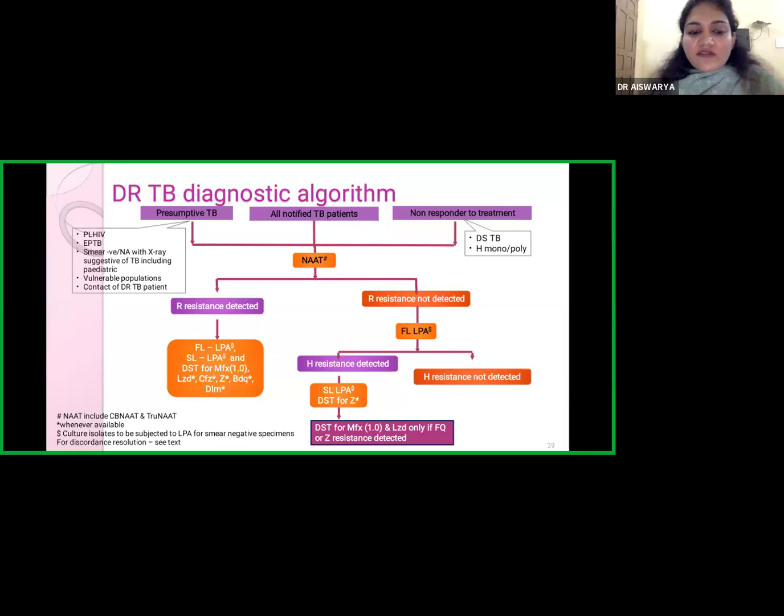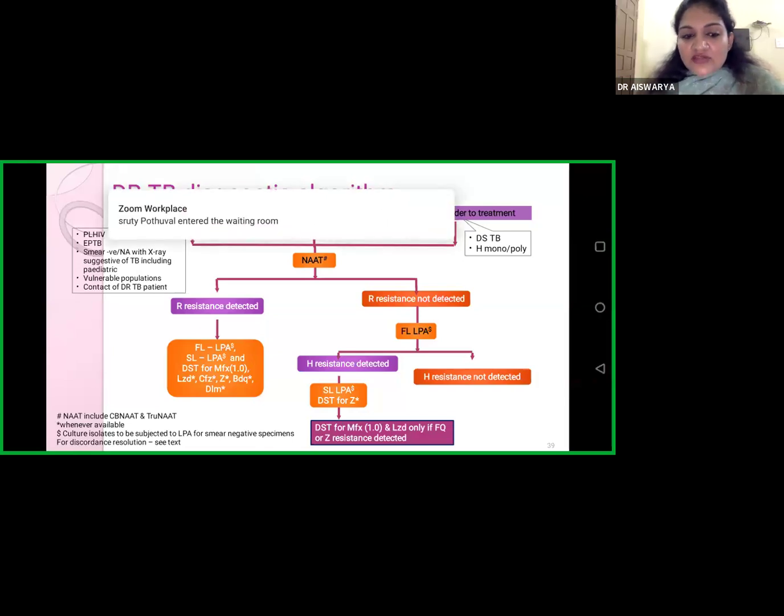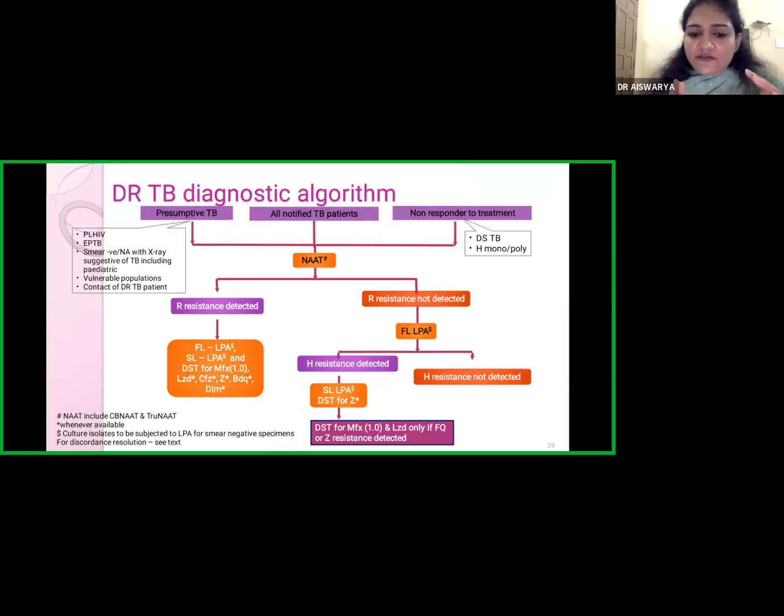If in CBNAAT, rifampicin resistance is detected, we need to additionally do first line probe assay and second line probe assay to rule out resistance to the other drugs. If rifampicin resistance is not detected, then also we need to go with a first line LPA. This is to detect H resistance. There is one entity I have mentioned, H mono drug resistant TB. So for detecting that, we need to go with a first line LPA. If H resistance is not detected, we call them drug sensitive TB and treat them accordingly. If H resistance is detected, further we need to go with the second line injectable line probe assay and rule out other drug resistance also.